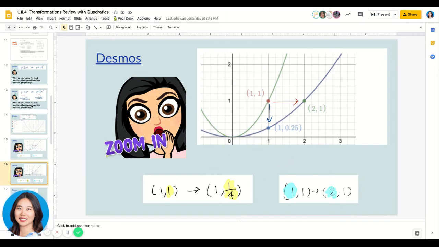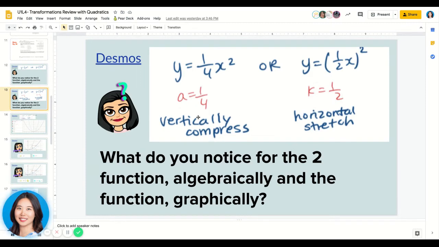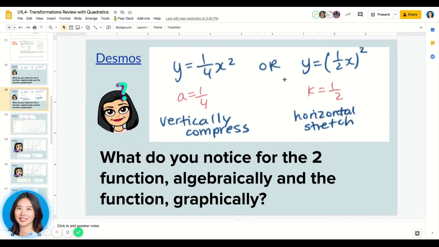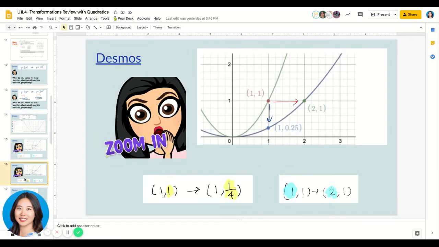Well, when we reflect on what the a value was and what the k value was, the a value was a quarter. So it makes sense that you simply did 1 times 0.25 to get this new value, right? But when you look at the other value, k equals a half, how did the 1 of this x value become a 2? Because my k value was a half. So how do you go from a 1 to a 2? It wasn't a simple multiplication.